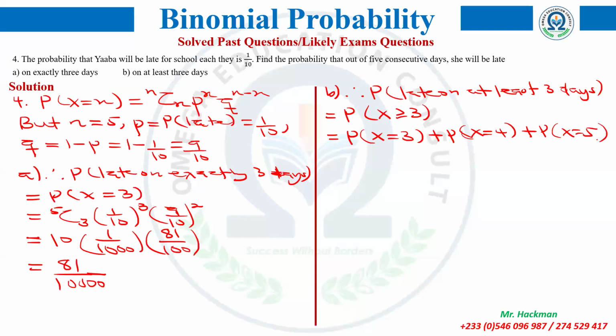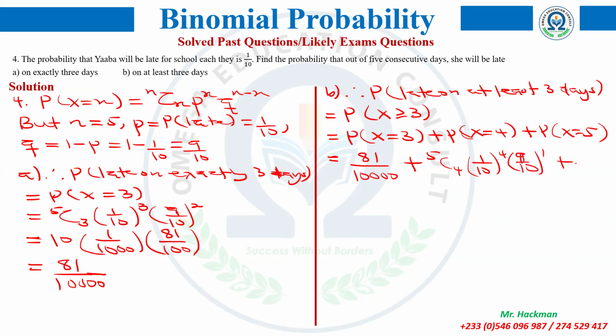Here, I think from here we can carry on. Is that not it? You've done 3. So yes, please don't waste your time. Come and write this value here. So this will give us 81 over 10 to the power 4, with 4 zeros this time around. Then plus, we haven't done this one: 5 combination 4, then 1 over 10 to the power 4, then 9 over 10, to the power 1.